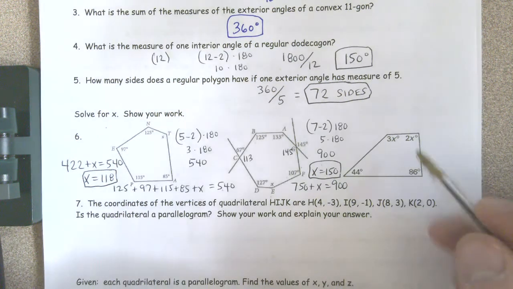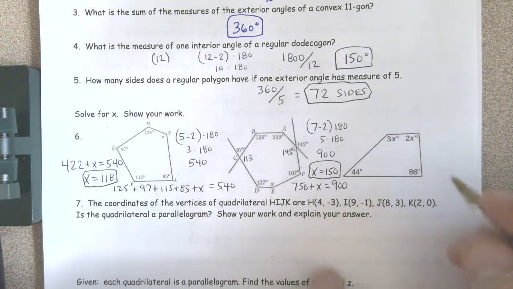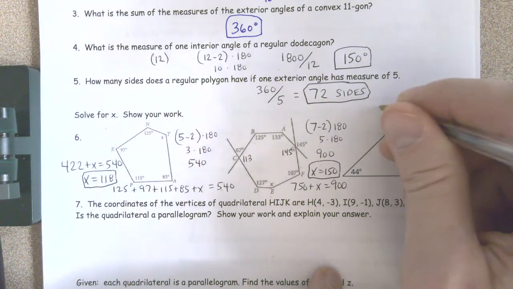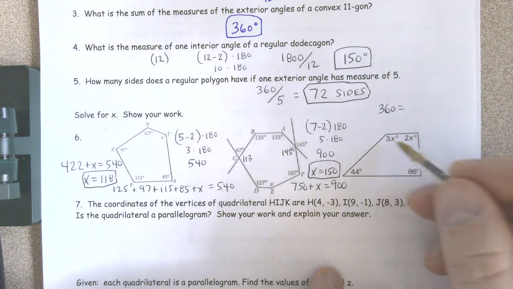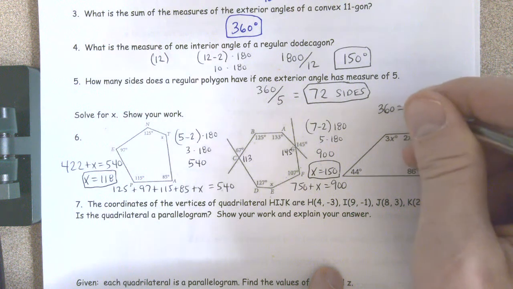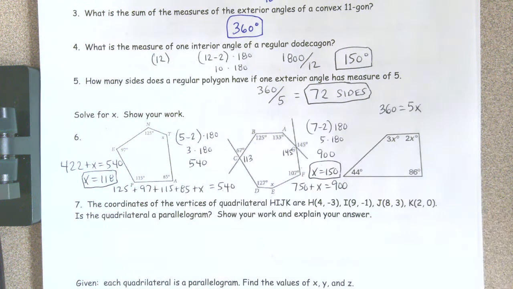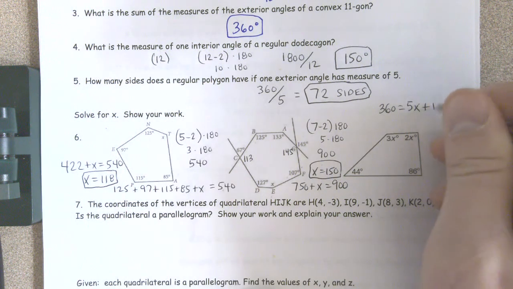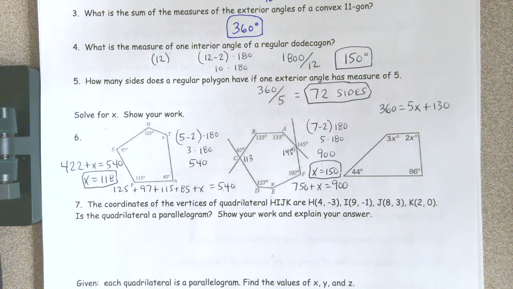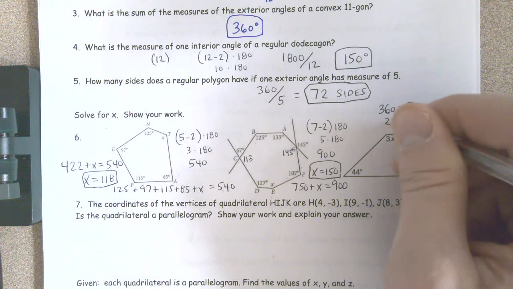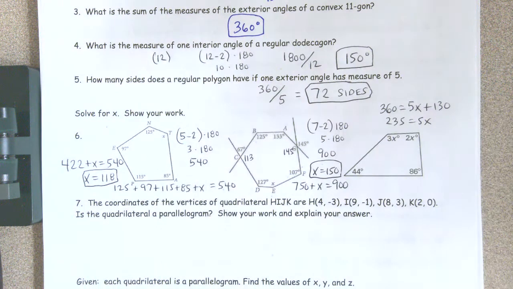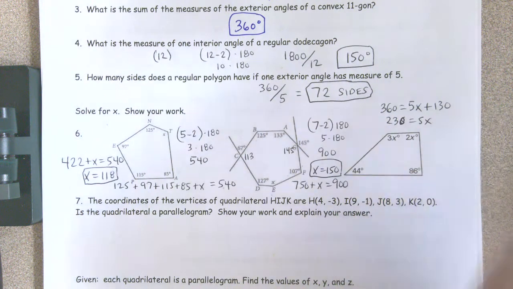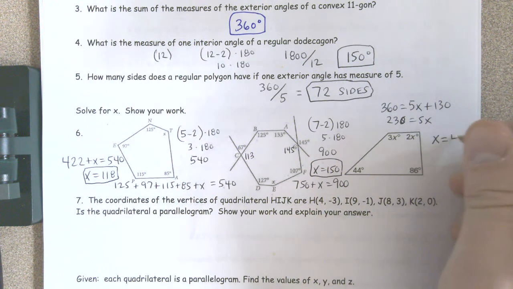Okay, this next one, we know that we've got a figure here that has 4 sides, so the sum of those angles is going to be 360. So 360 is equal to 3x plus 2x, that's 5x, plus 44 plus 86, which is 130. If I subtract 130, 360 minus 130 gets me 230. And I'm going to take 230 and divide it by 5. So x in this case is going to be 46.